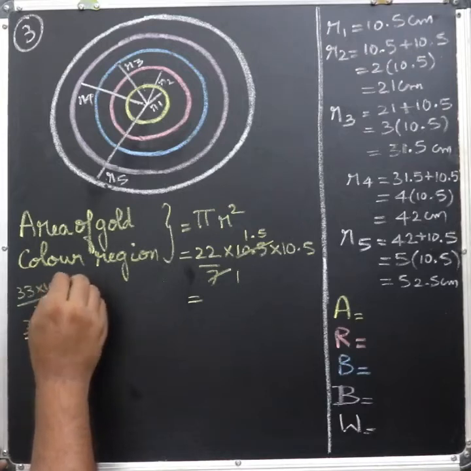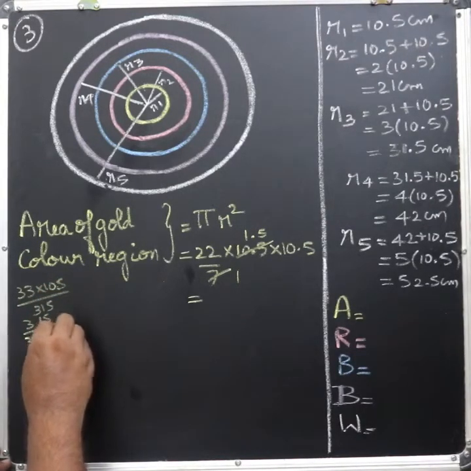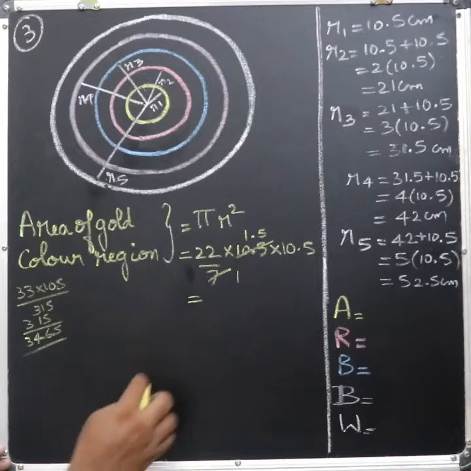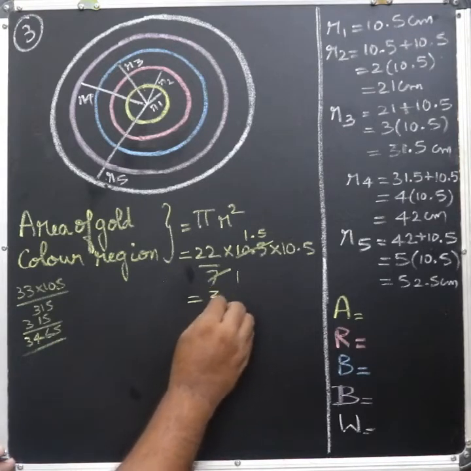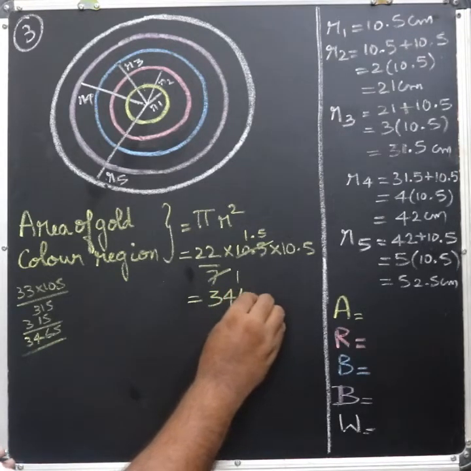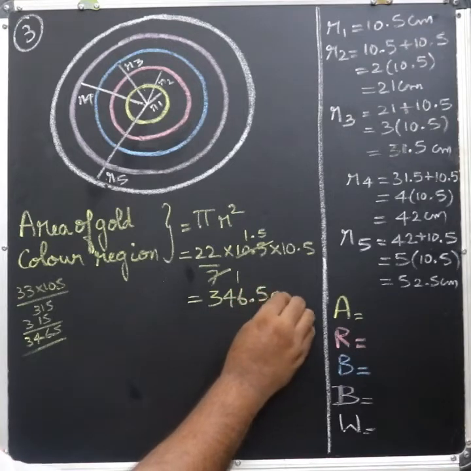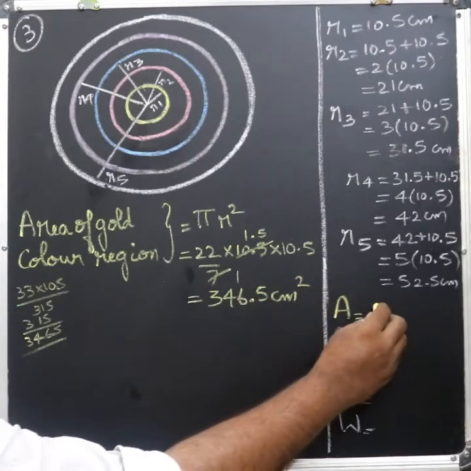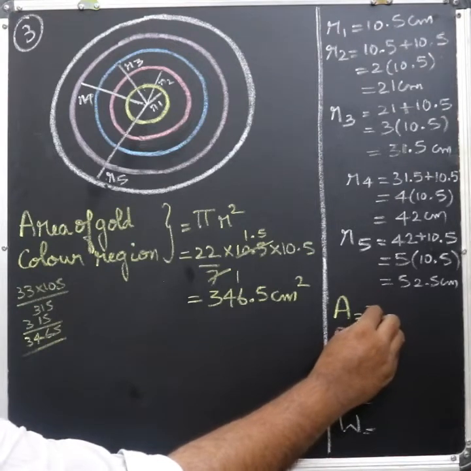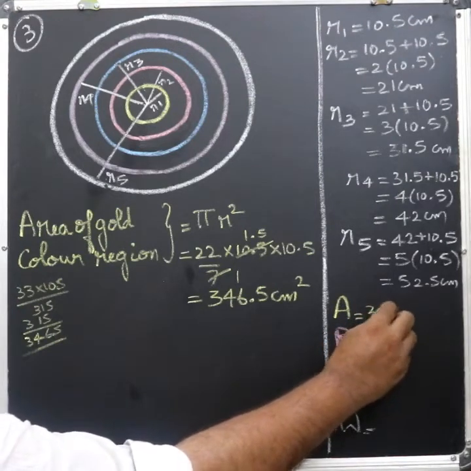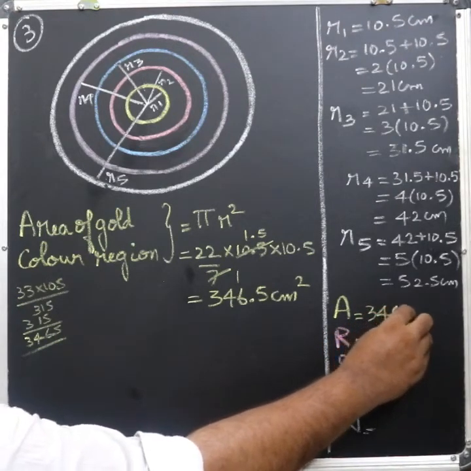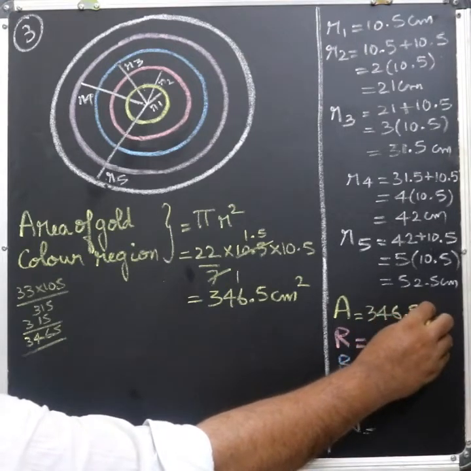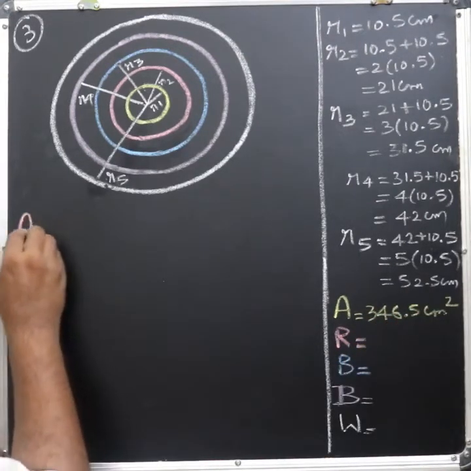Since there is one number after the decimal point, you place one number after the decimal point in the answer also. So we have 346.5. This is the area of the gold region. I will write the answer here: 346.5 centimeter square.